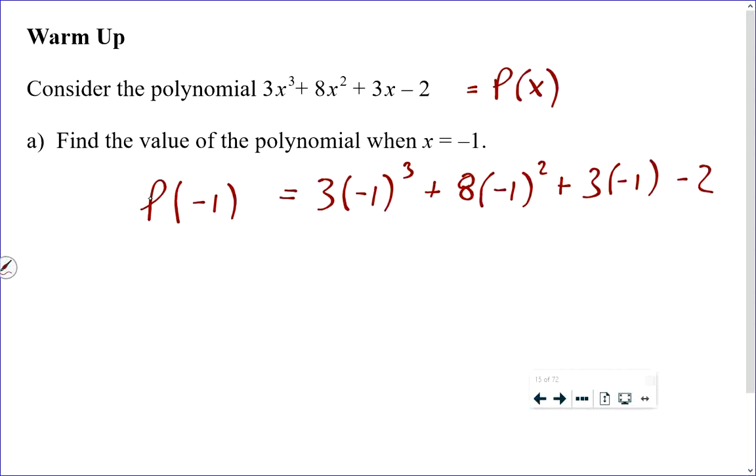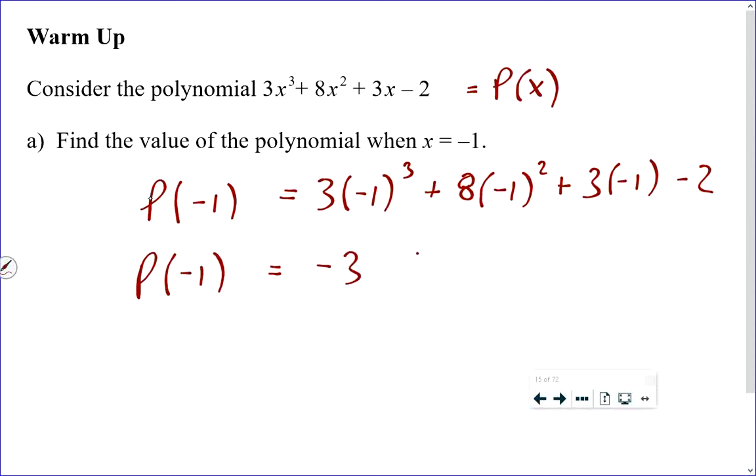The negative 1, when I raise it to an exponent, will either give us negative 1 or positive 1. It depends on whether the exponent is odd or even. Negative 1 cubed will be negative 1. Negative 1 quantity cubed will be negative 1 because it's negative 1 times negative 1 times negative 1. Negative times negative times negative is negative. So the first term of our evaluation will be negative 3.